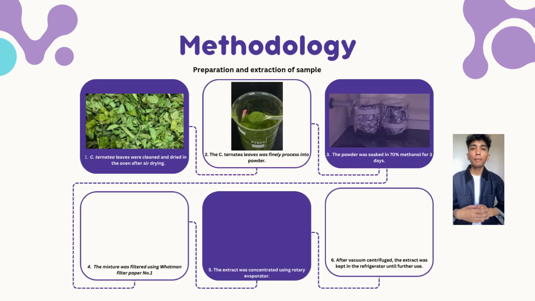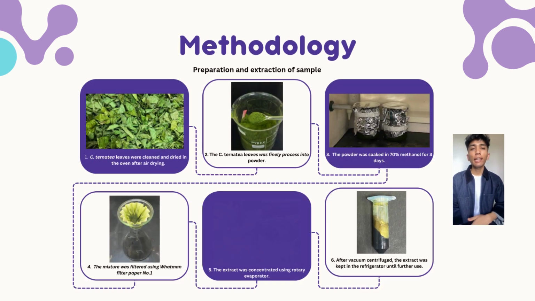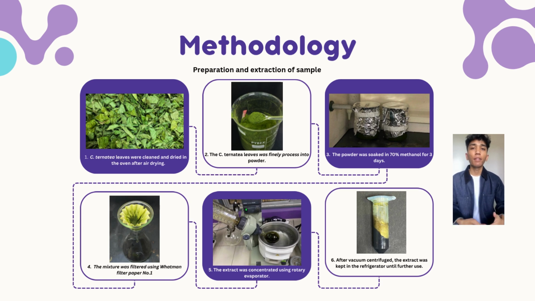Now for sample preparation, I first cleaned and air-dried the leaves, then dried them further in the oven. The leaves were ground into a fine powder and soaked in 70% methanol for 3 days. After filtering and concentrating the extract with a rotary evaporator and a vacuum centrifuge, it was stored in the refrigerator for later use.